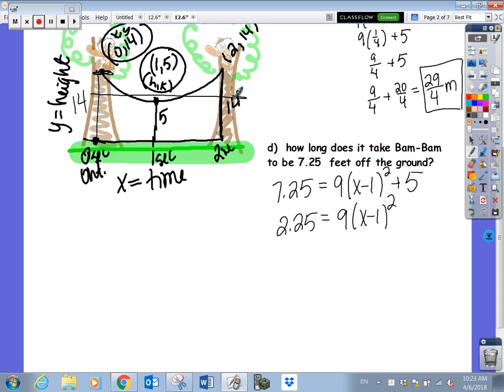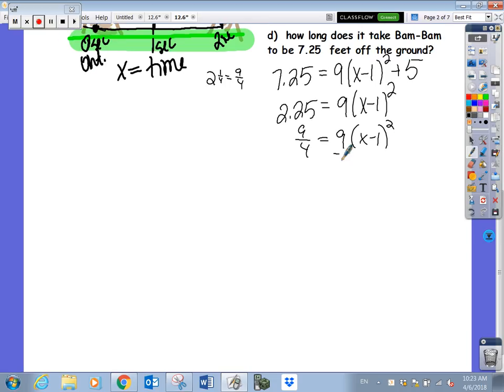So here's 7.25 somewhere in there. So we're going to be at 7.25 on the way down, and we're going to be at 7.25 on the way up. So there's going to be 2 answers. Now, I don't like decimals. So 2 1/4 is the same as 9/4. So I'm going to make that 9/4 equals 9 times (x minus 1) squared, since I don't have a calculator to do this problem. And then I'm going to divide by 9.